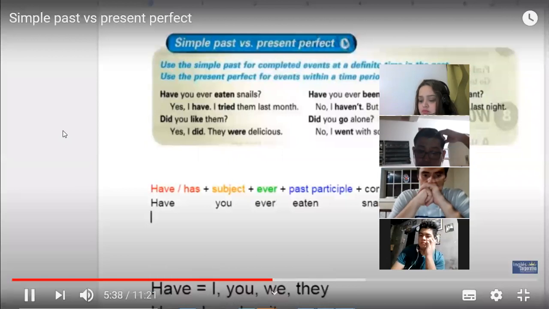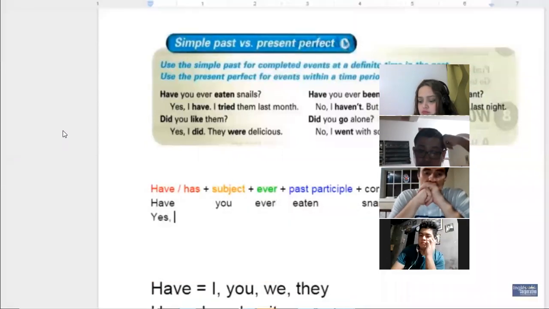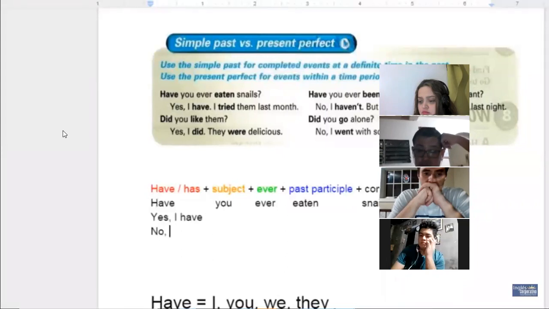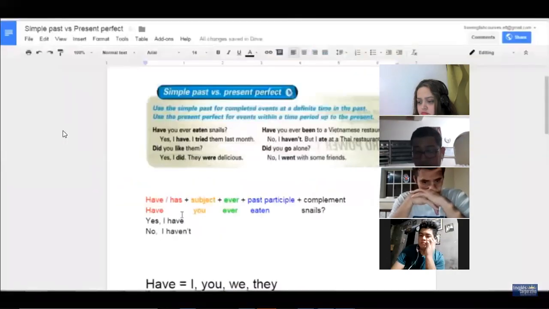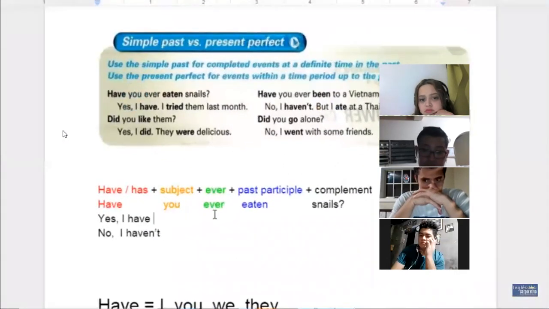What I mentioned was that you can either answer this question with a positive response, such as, yes, I have, or with a negative response, such as, no, I haven't. And just so that we can see clearly what's happening, I'm going to play with the colors at this time. All right, there we go. So have you ever eaten snails?